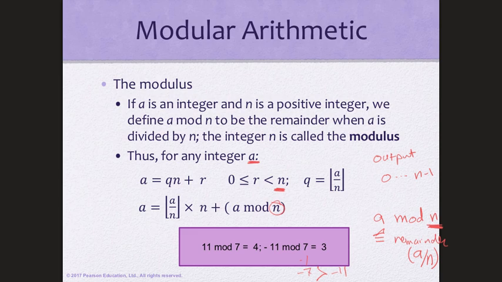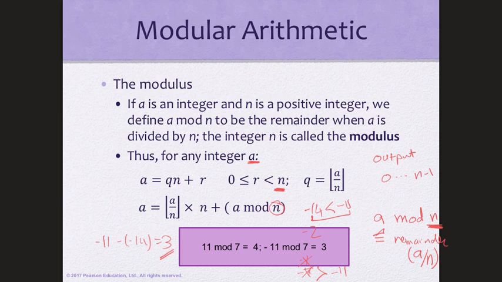So in this case, we take a quotient of minus 2. Minus 2 times 7 will give me minus 14. Minus 14 is actually smaller than minus 11. And the difference between those two numbers, minus 11 minus minus 14, is equal to 3. That's the remainder, right? How do we find the remainder?